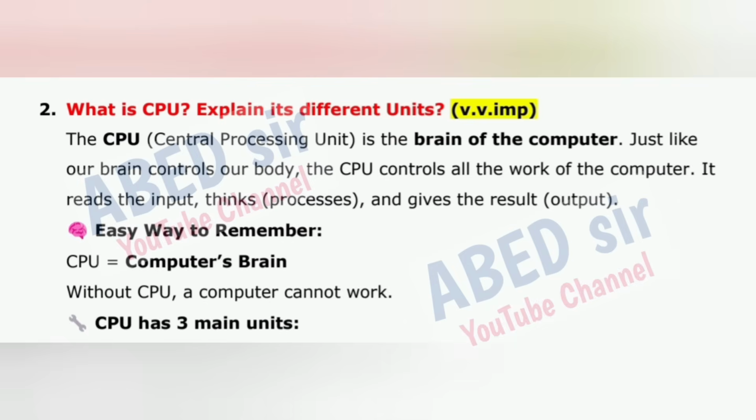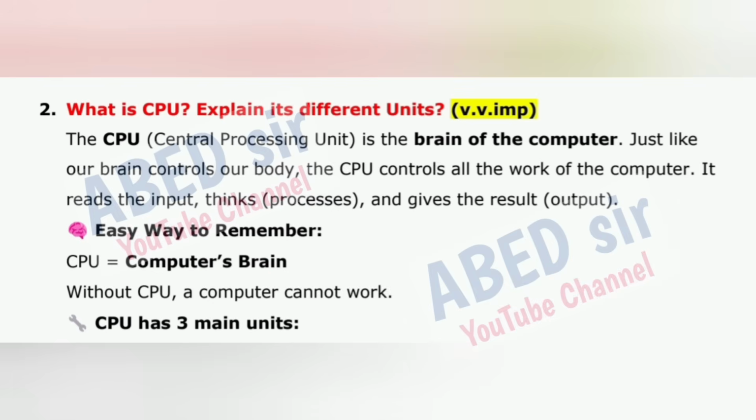Next important short question is 2. What is CPU? Explain its different units. The CPU, Central Processing Unit, is the brain of the computer. Just like our brain controls our body, the CPU controls all the work of the computer. It reads the input, thinks, processes, and gives the result, output.